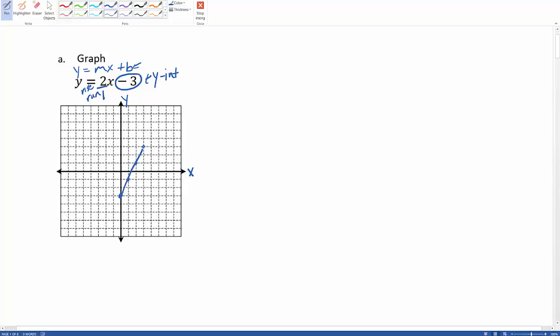So then we should see a line doing something like this. Again, that is target 1A from our chapter 2 study guide.